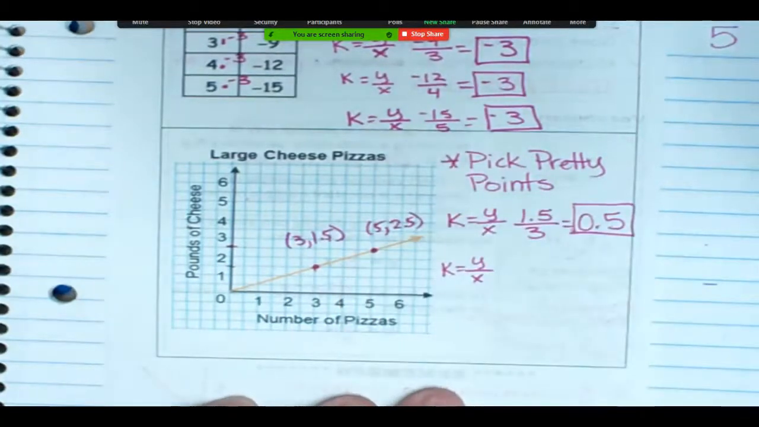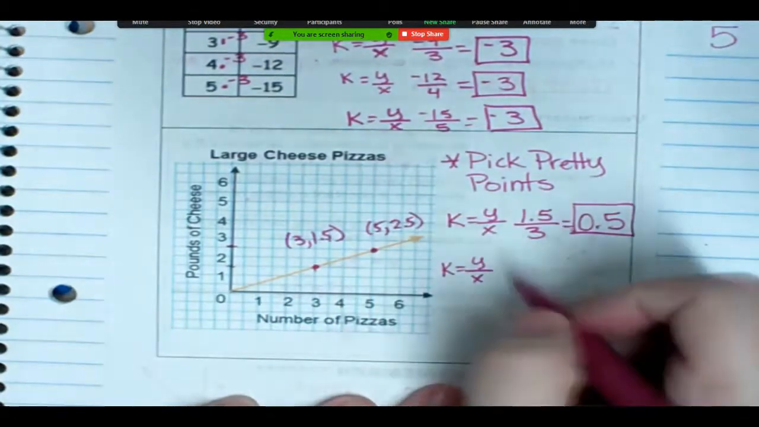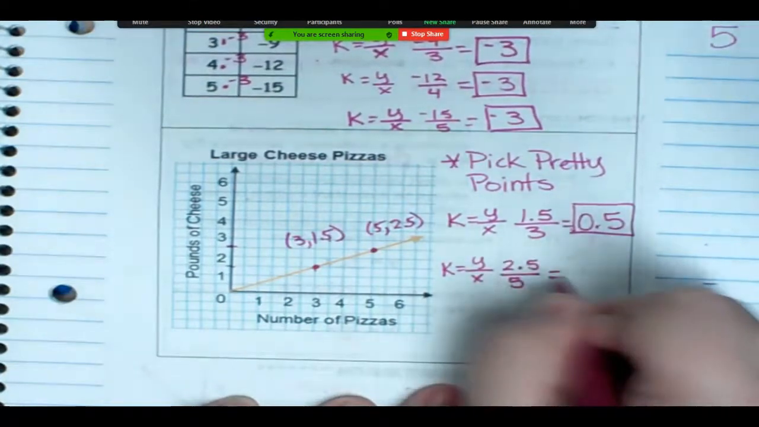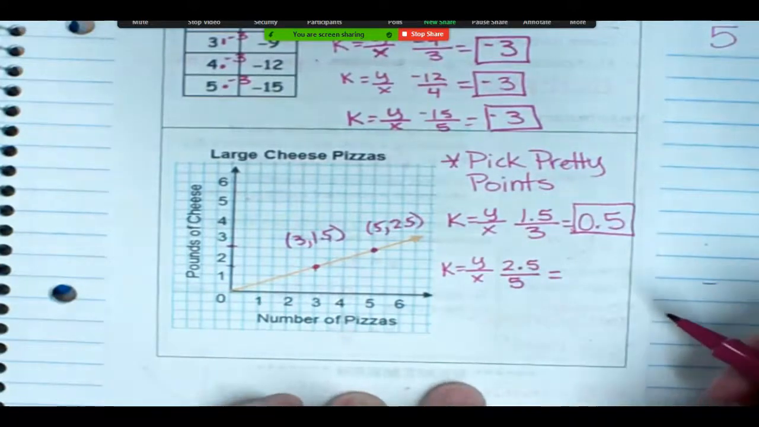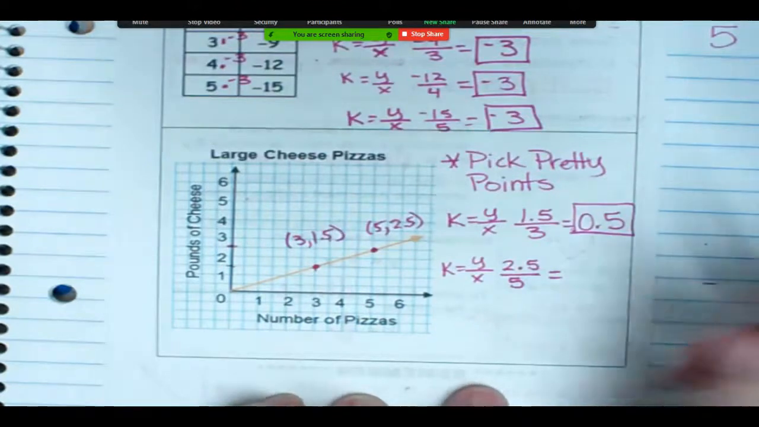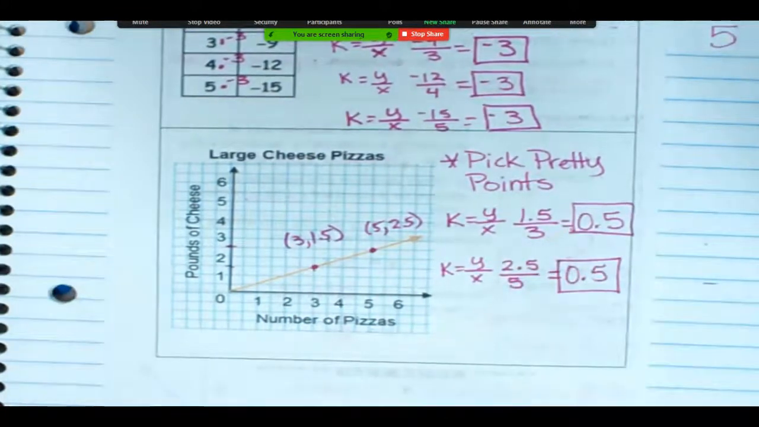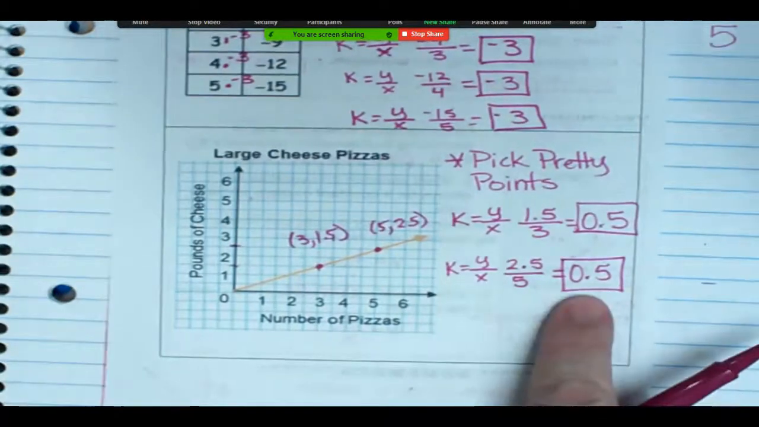So what's my ratio that I'm going to write for constant of proportionality? 2.5 divided by 5. Do I get a matching 0.5? Are you sure? Did you use your calculator? Yep. 0.5. So that's that magic multiplying number that I multiply by my x value, and it gives me the y.